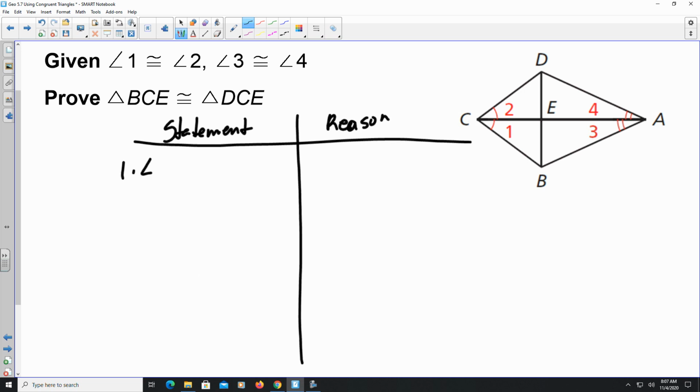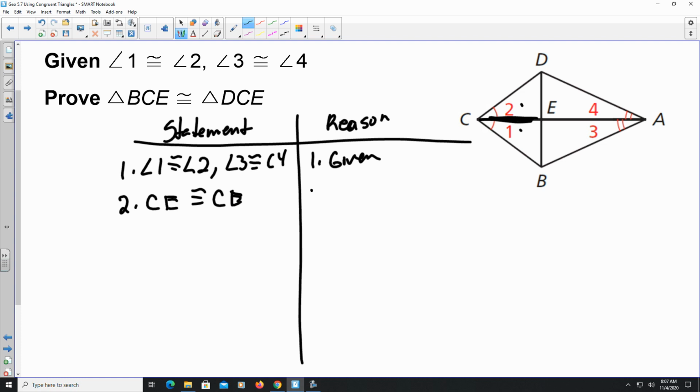So right off the bat, they say that angle 1 is congruent to angle 2, and angle 3 is congruent to angle 4. That is given. All right, for part of these two triangles here and here, I know that I can say CE is going to be congruent to CE due to the reflexive property. And right now, for those two triangles, I have an angle and a side. At the moment, I do not have another side and I do not have another angle.